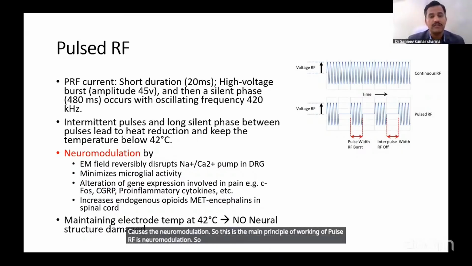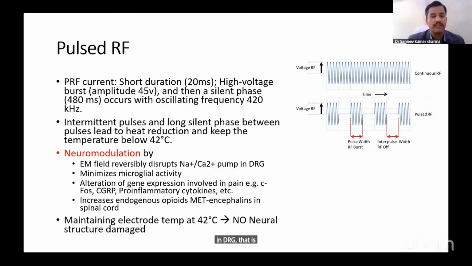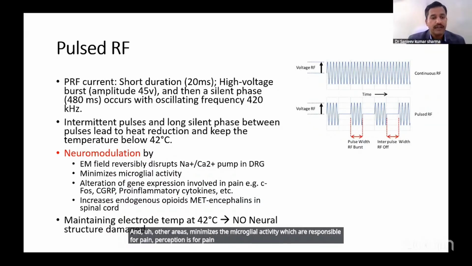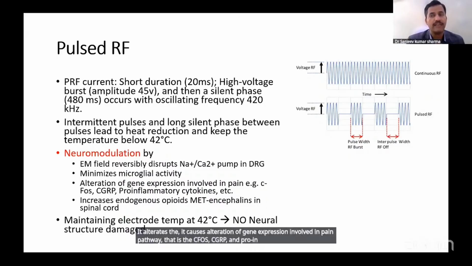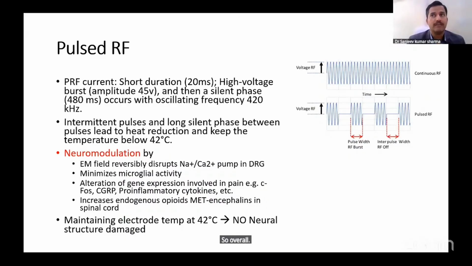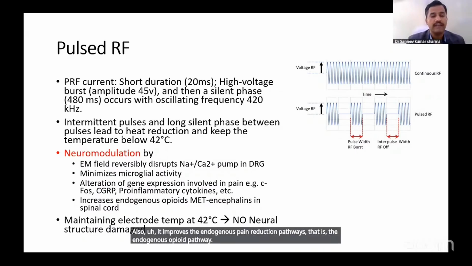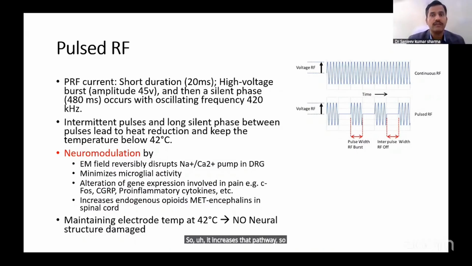Neuromodulation causes disruption of sodium and calcium pumps in the DRG, that is the dorsal root ganglion in the spinal cord and other areas, and minimizes the microglial activity which is responsible for pain perception as well as pain propagation. It causes alteration of gene expression involved in the pain pathway, that is c-FOS, CGRP, and pro-inflammatory cytokines. So overall, pain production and propagation is affected. Also, it improves the endogenous pain reduction pathways, that is the endogenous opioid pathway. So it increases that pathway, and pain perception gradually goes down.